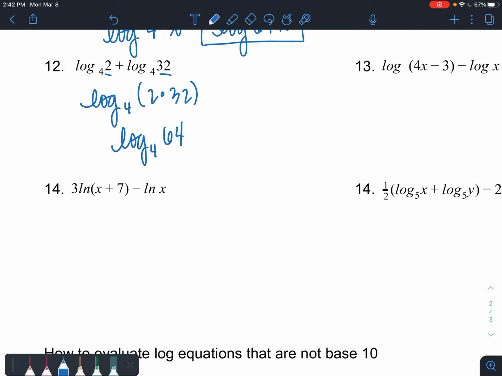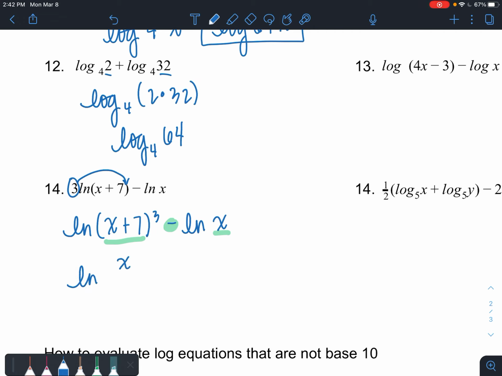Finally, I've got ln of x plus 7. So I'm going to rewrite to bring that 3 up here. So I have ln of (x plus 7) to the third minus ln of x. Now I can't do anything with this in here, but I can take this and make it into one log because of the subtraction right here. So I get ln of (x plus 7) to the third all over x. That right there is my final answer.